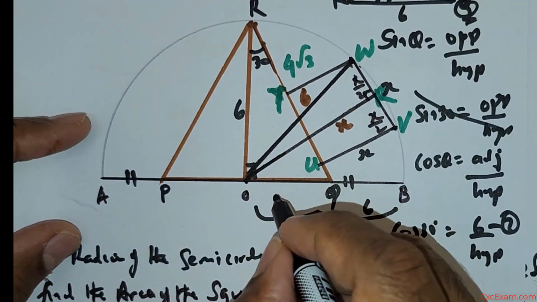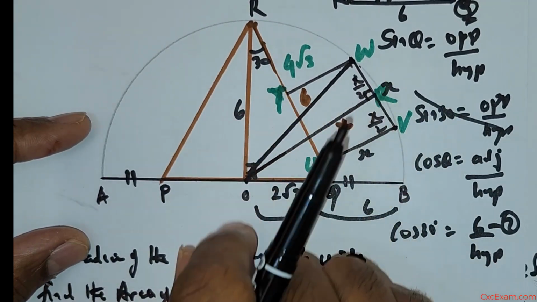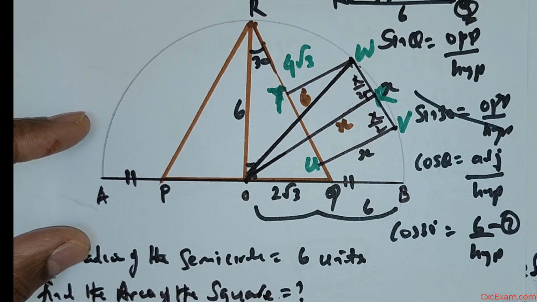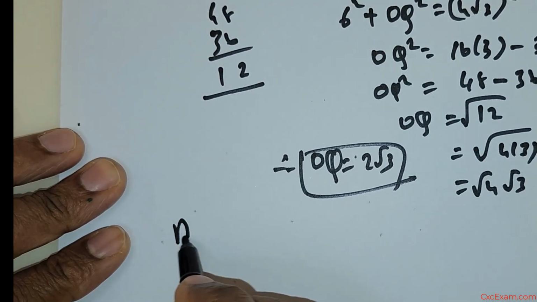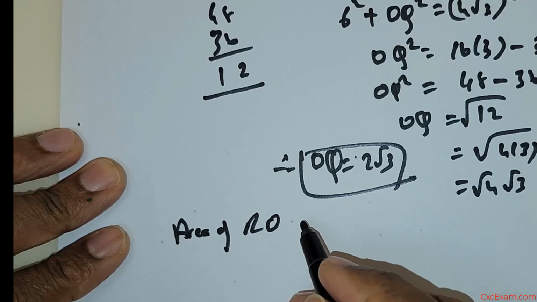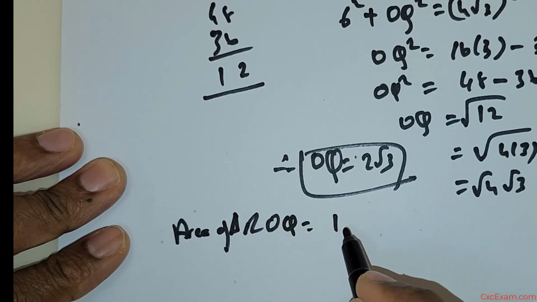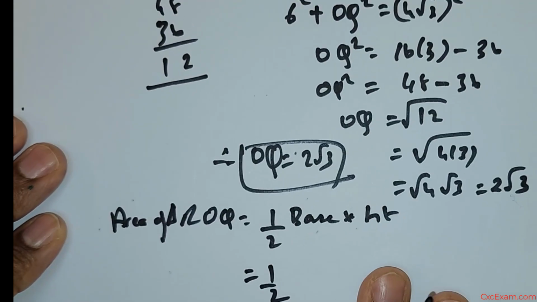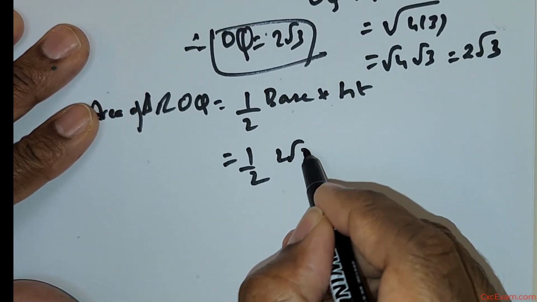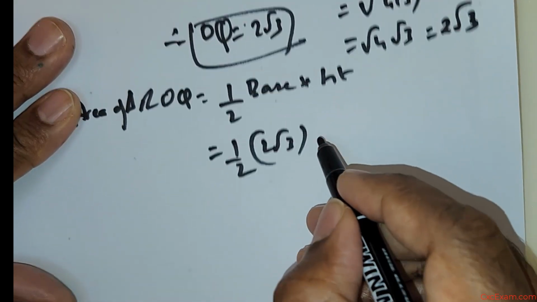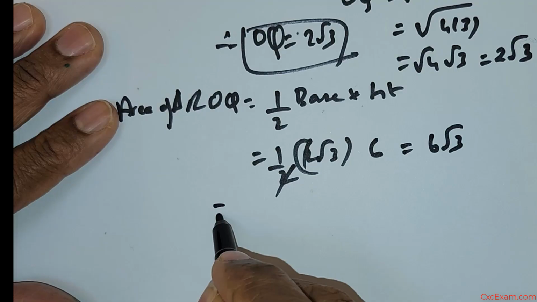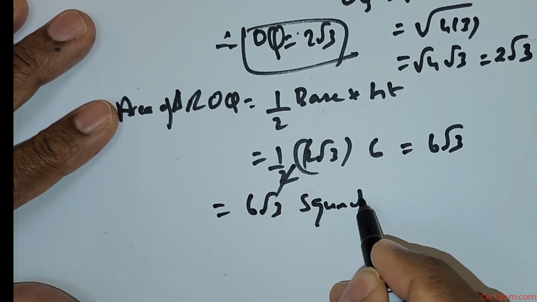Now why did I do all this? Because I wanted to find the area of ROQ. The area of triangle ROQ is half times base times height. Half into my base, which is 2 times the root of 3, times my height, which is 6 units. So 2 gets cancelled, and you get 6 times the root of 3. So this is 6 times the root of 3 square units.